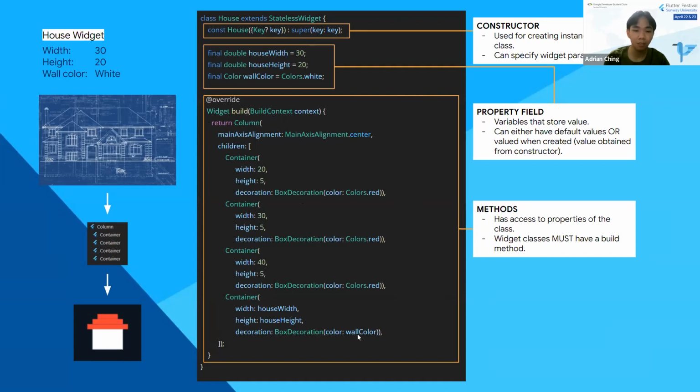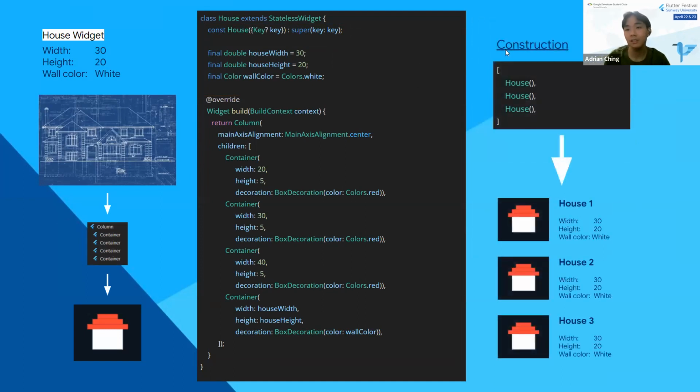Let's take a look at this last container here. You can see the width and height and the color are not actually coded in. The value is derived from the properties, and the property values can be derived from the parameters, which we will see later on.